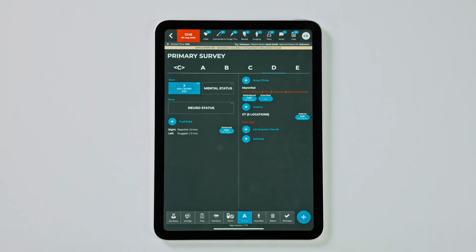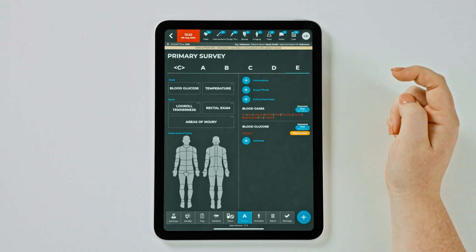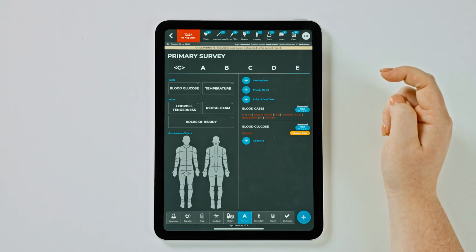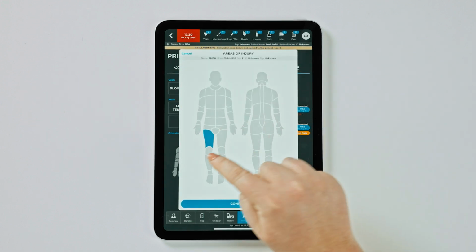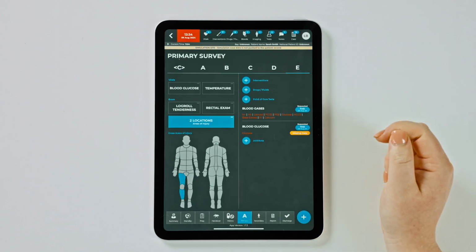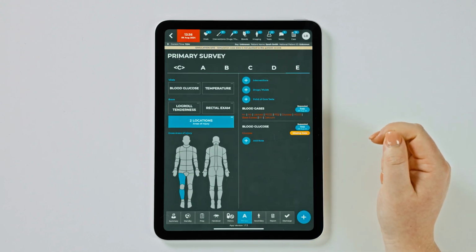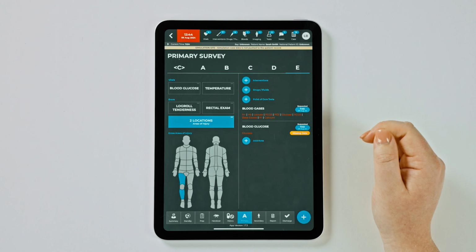Moving on to E for exposure. Whilst the CT scanner is prepared, a quick examination of E identifies that Sarah has a deformity to her right femur, her right tibia and her right fibula. She also has several bruises and cuts on her arms and legs. Due to being unconscious, a log roll was not attempted, neither was a rectal exam.